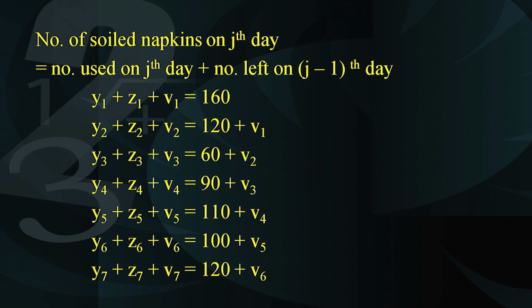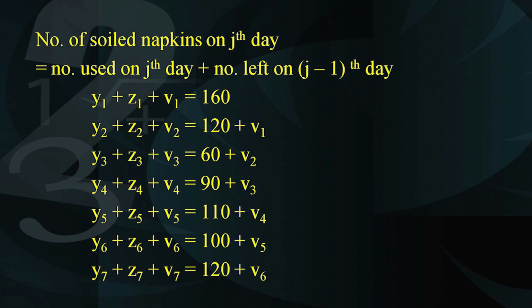So, therefore, we can write the corresponding constraints for each of the 7 days as follows, that is y1 plus z1 plus v1 is equal to 160, y2 plus z2 plus v2 is equal to 120 plus v1, y3 plus z3 plus v3 is equal to 60 plus v2, y4 plus z4 plus v4 is equal to 90 plus v3, y5 plus z5 plus v5 is equal to 110 plus v4, y6 plus z6 plus v6 is equal to 100 plus v5, y7 plus z7 plus v7 is equal to 120 plus v6.